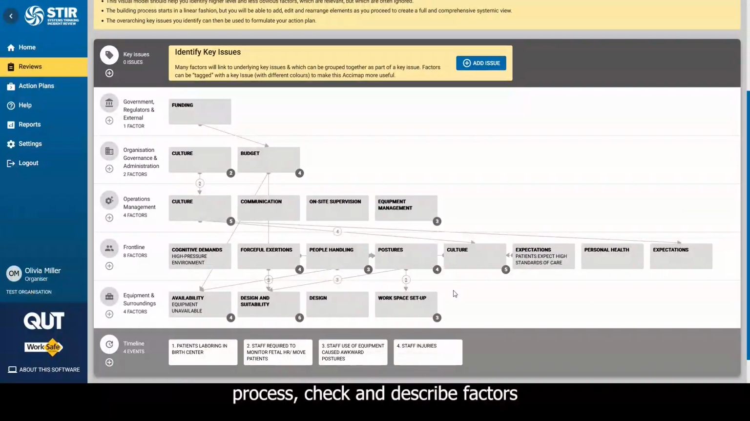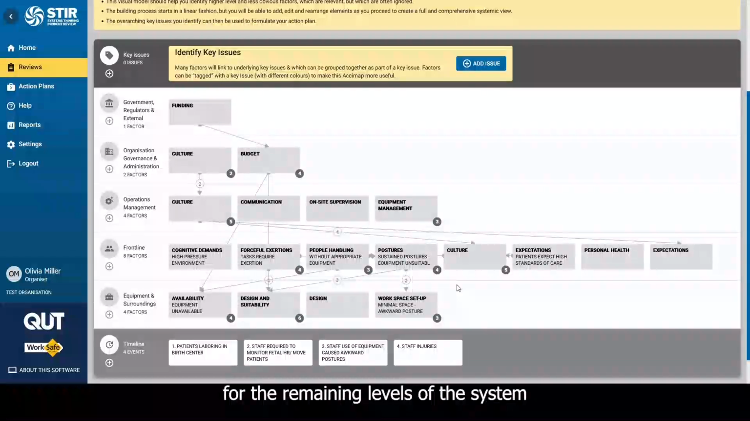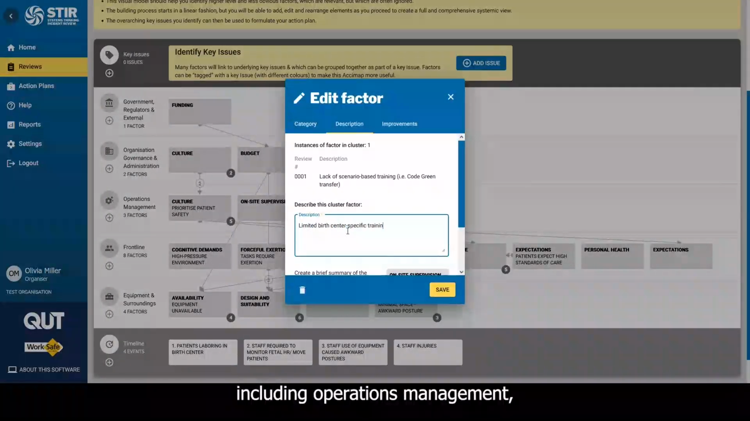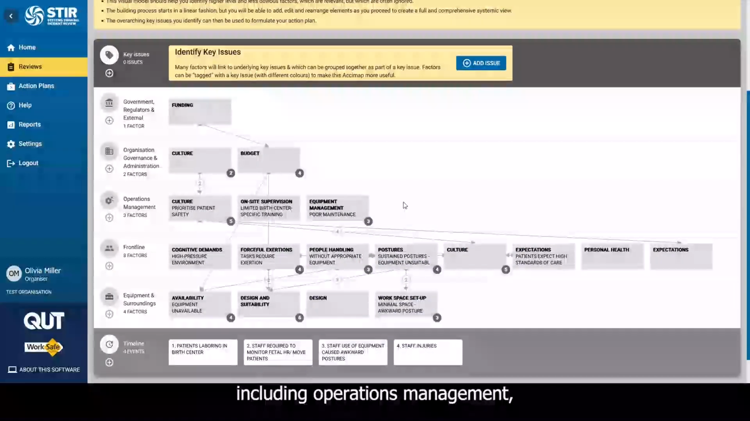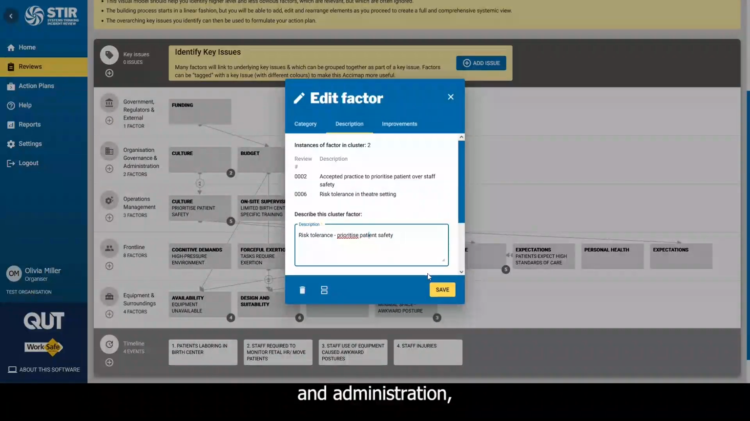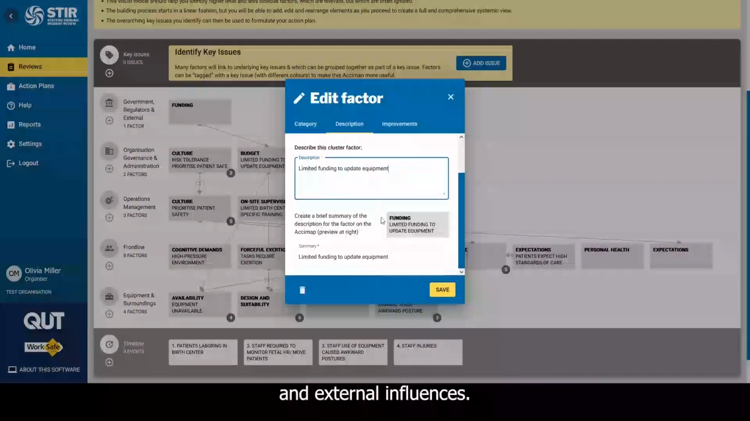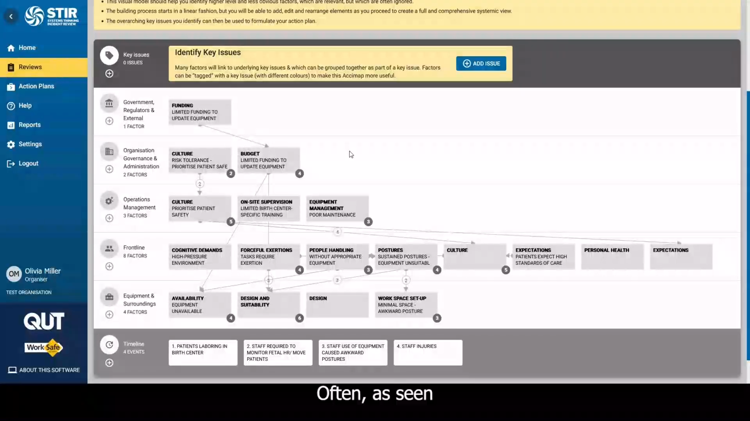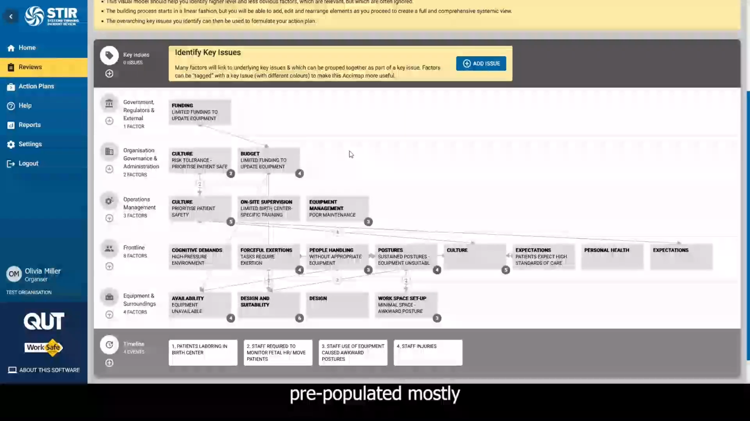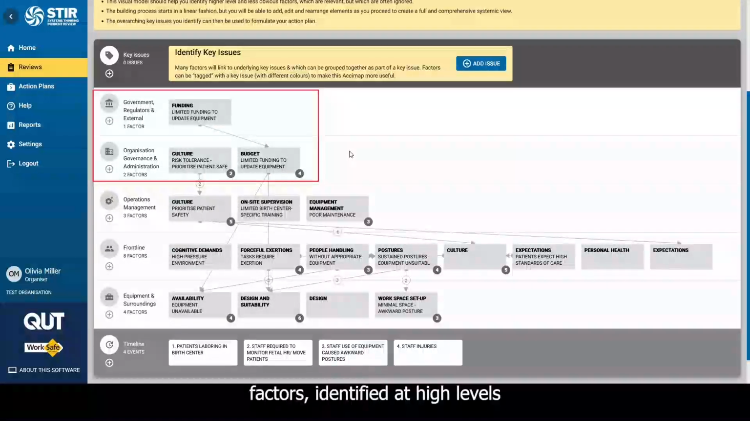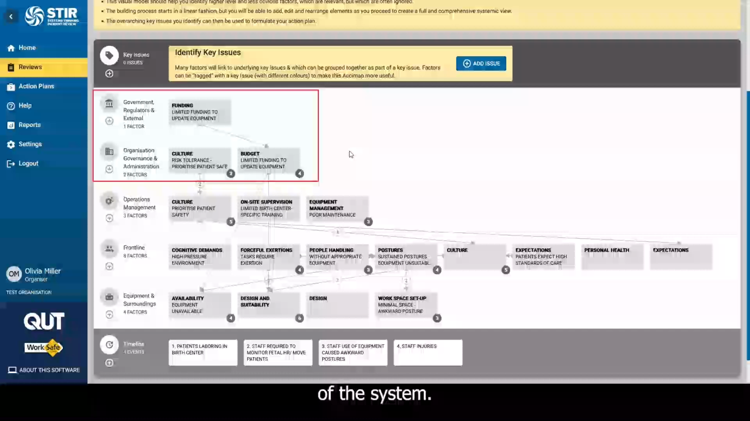Following this same process, check and describe factors for the remaining levels of the system, including operations management, organisation governance and administration, and government regulators and external influences. Often, as seen here, a cluster review AXIMAP will be pre-populated mostly at the lower levels of the system, with few, if any, factors identified at higher levels of the system.